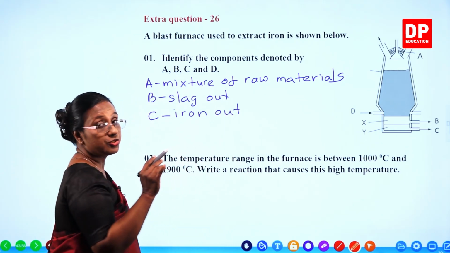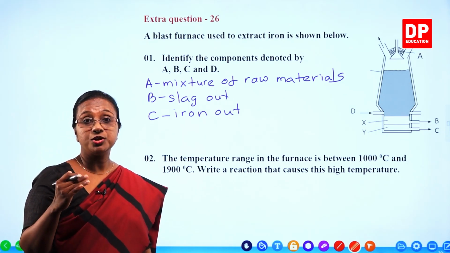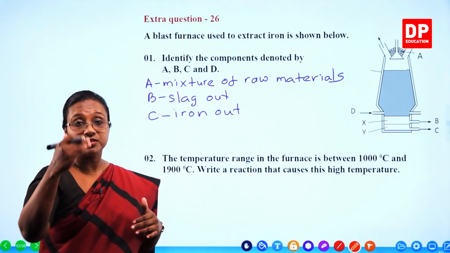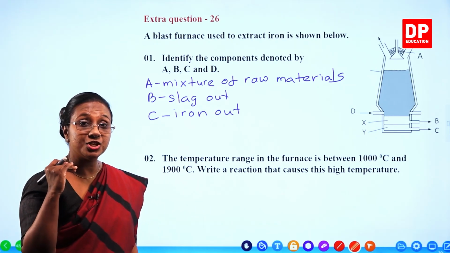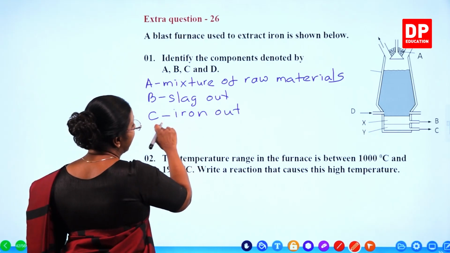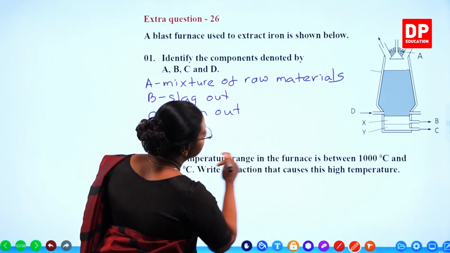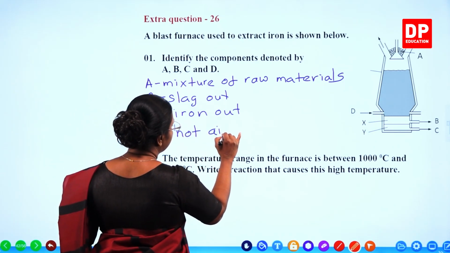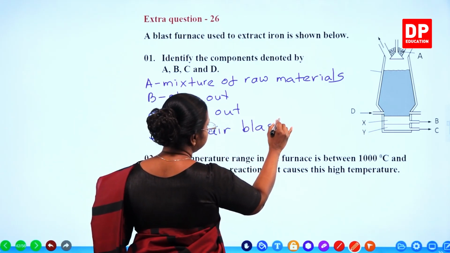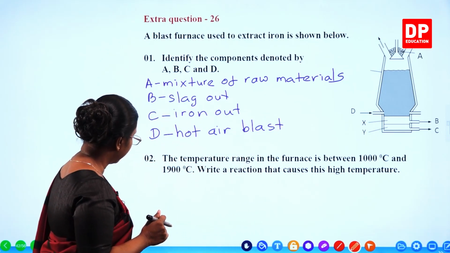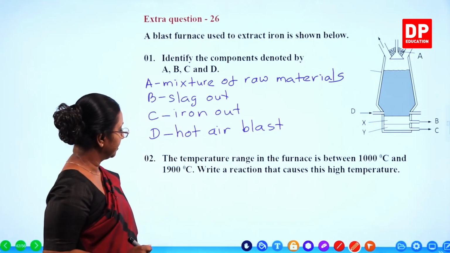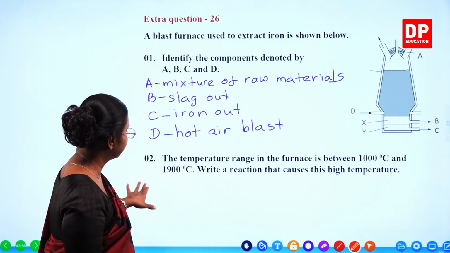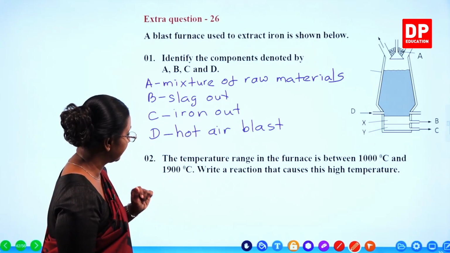I have told you all students, the position is important, not the side. It can be on different sides, opposite sides or the same side, up and down. Position is important. Top is slag, bottom is iron. And D is the hot air blast. So we have identified the parts. Then the second one. The temperature range in the furnace is between 1000 degrees Celsius and 1900 degrees Celsius.